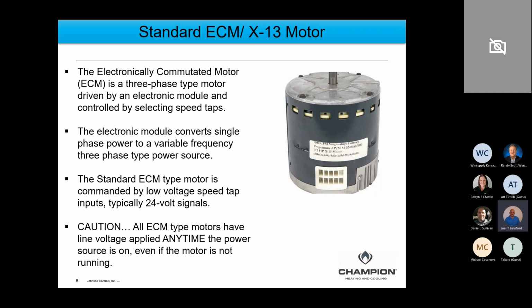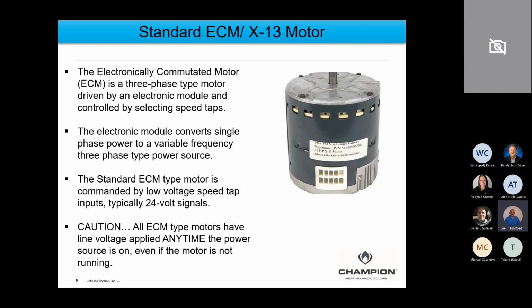And those commands, by the way, are a 24-volt signal. So it could be a direct command from a thermostat or a relay or other devices. Now, please let me caution everybody: all ECM type motors, including a variable speed motor, have line voltage applied to the motor anytime the power source is on, even if the motor is not running. Let me say that one more time. You've got to remember, ECM motors are powered up all the time, and they're just waiting for a 24-volt command to tell them what to do.